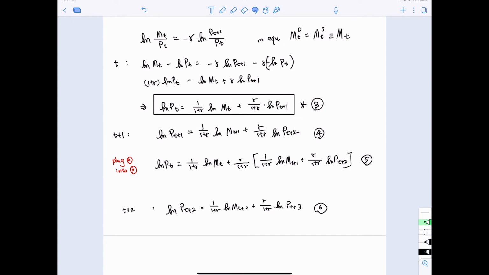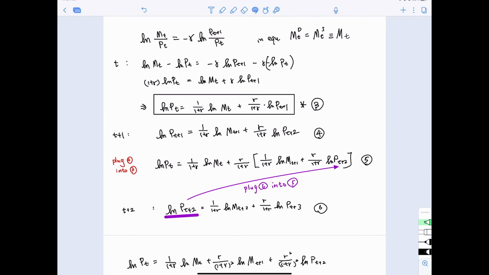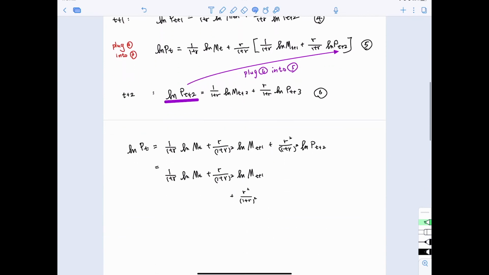Then we can again plug this equation 6 into equation 5, and then what we are going to get is log p_{t+1} equal 1 over 1 plus gamma log m_t plus gamma over 1 plus gamma squared log m_{t+1} plus gamma squared over 1 plus gamma squared log p_{t+2}. And then we can replace the p_{t+2}, and then we are going to have this equation in here. So from here you are going to see that p_t is a function of m_t, m_{t+1}, and m_{t+2}.